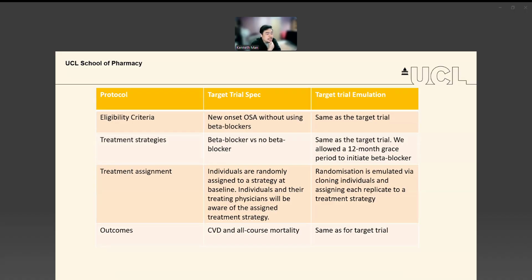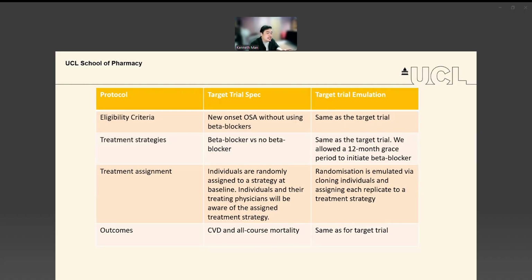For treatment strategies, it's a very simple treated versus non-treated setting. The treatment group is the beta blocker group, and then we have a non-exposed group for those who do not have beta blockers. Treatment assignment in a target trial is random, and they will be aware, because there is no blinding, so individuals and their treating physicians may be aware of the assigned treatment strategies. So that's our target trial. The outcomes are CVD and all-cause mortality.